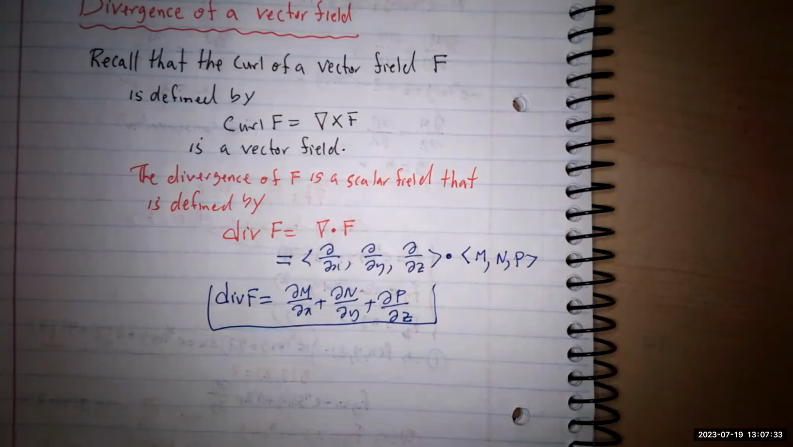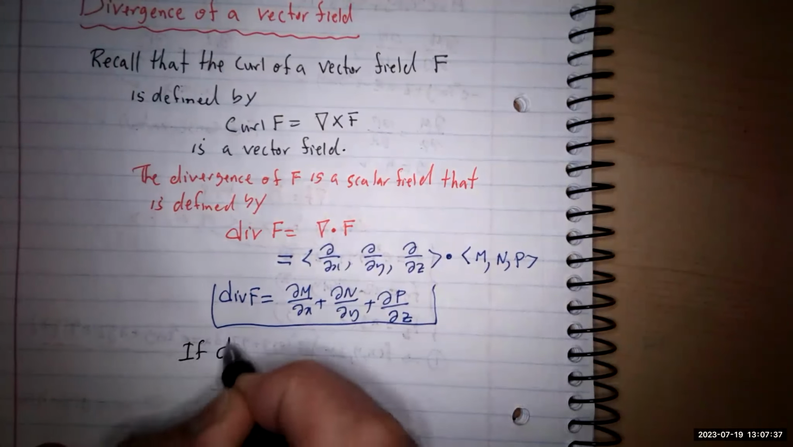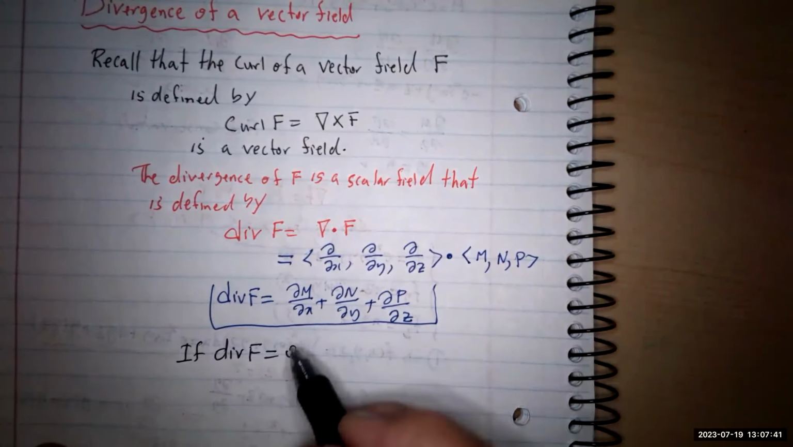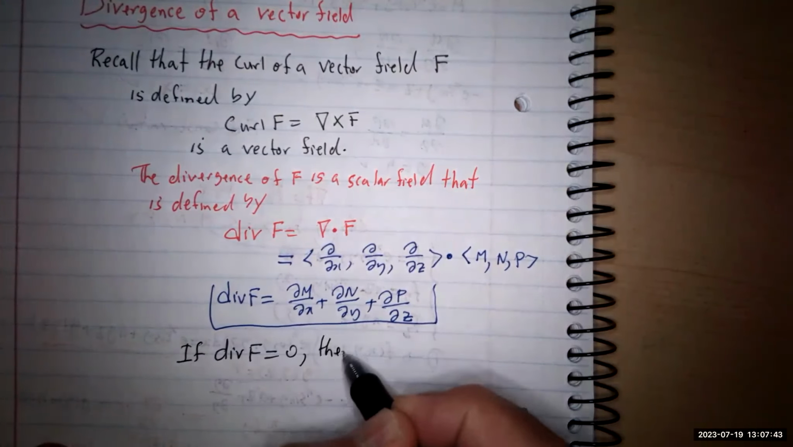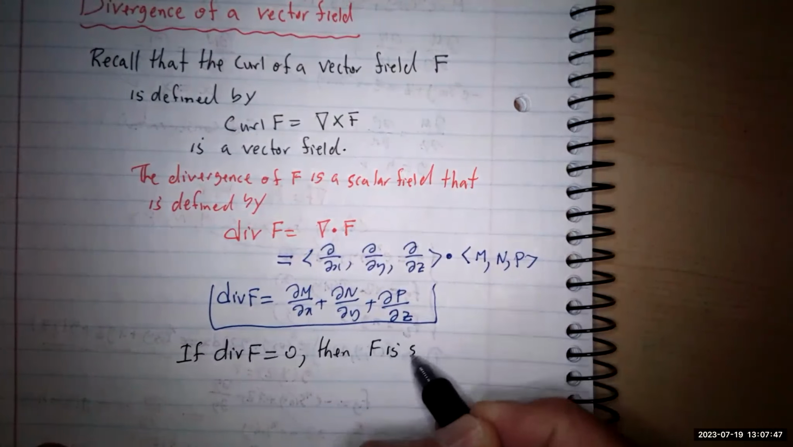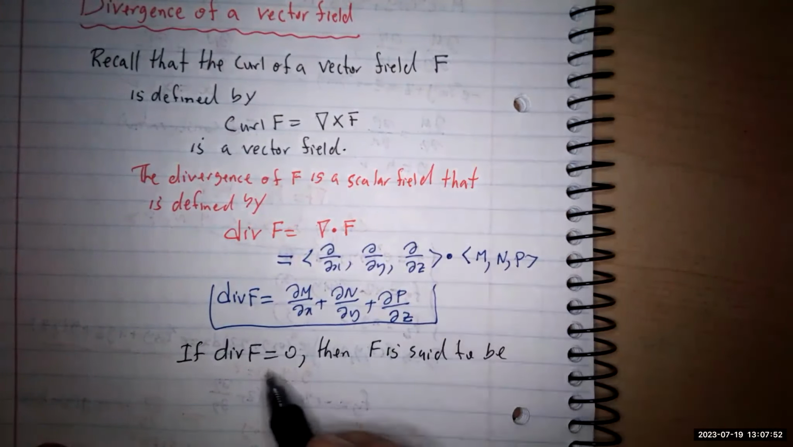We are not going to use it, but if the divergence happens to be equal to 0, they have a name for this one. It's the way we are going to apply it in physics. Then F is said to be a divergent force.